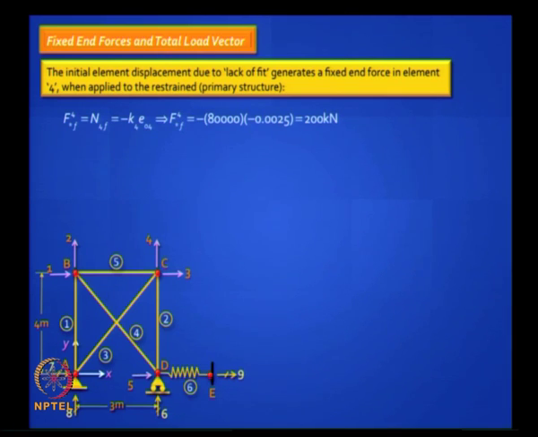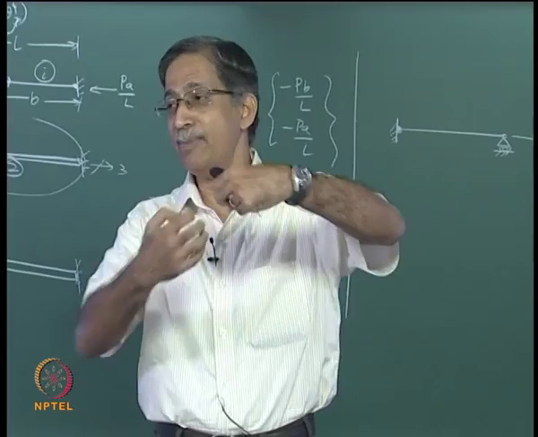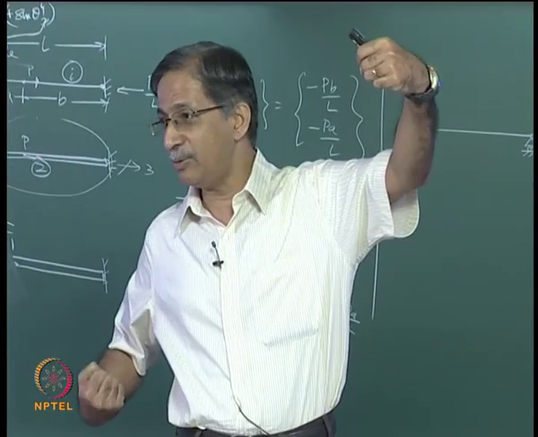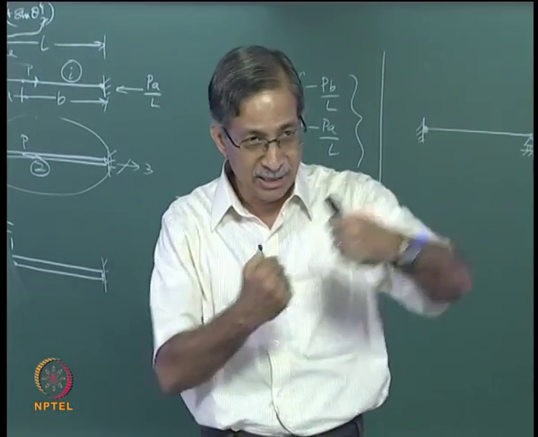Here one of the elements is too short. So remember how to do this. See, the axial force in that element is always minus of K E naught. K for that element axial stiffness EA by L is given, E04 is given, so you get 200 kilonewton. Okay, minus of minus is plus, which means if the element was too short in the primary structure, you had to stretch it to fit it to the two ends. That's why you will get tension initially.